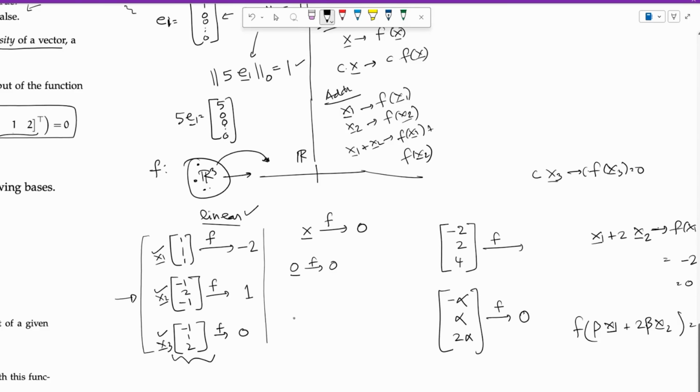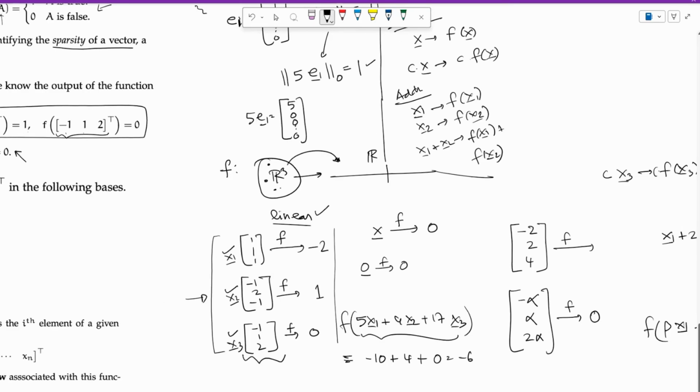See, in fact, if I ask you what is 5 times x1 plus 4 times x2 and 17 times x3, can you tell me? From this knowledge, from whatever we know about the problem, what will it be? Sorry? So it will be what? -10 plus 4 plus 0, that will be -6. That's the advantage. Now, for any linear combination of x1, x2, x3, I know what the output will be. That's the power of the linearity assumption. Okay.